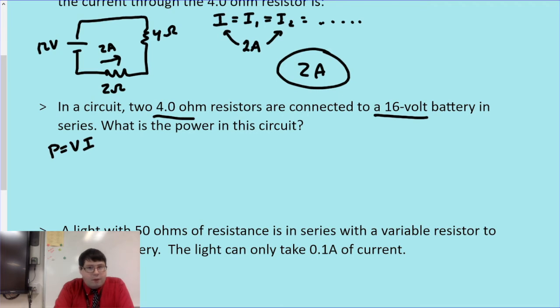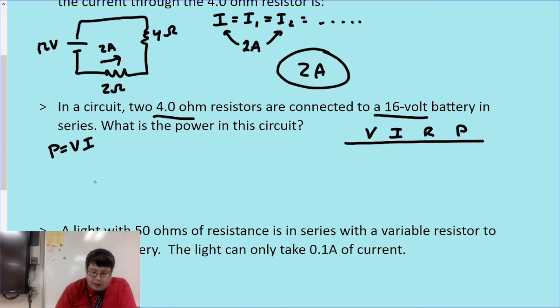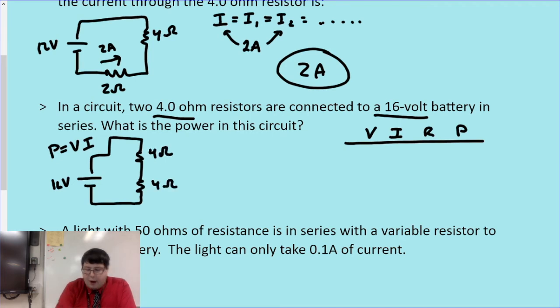Now, we could solve this a few different ways, but I want to introduce one of my favorite ways to solve circuits. That is using a VIRP table. V, I, R, P. The way you set up one of these tables to solve a circuit is you first draw your circuit out. We know we have a 16 volt battery wired up in series to 2 4 ohm resistors, 4 ohms there, 4 ohms there.